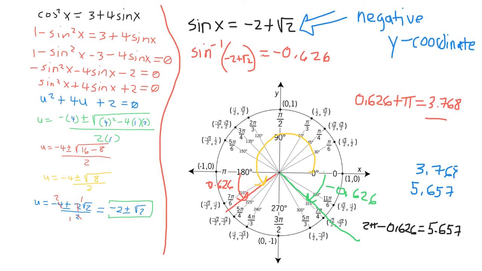And for my final answer, I would actually get rid of this entirely, and I would represent the final answer as theta equals these two. These are the two angles that correspond with a y-coordinate of negative 2 plus radical 2 within the range of 0 to 2 pi. That's how you answer that one.